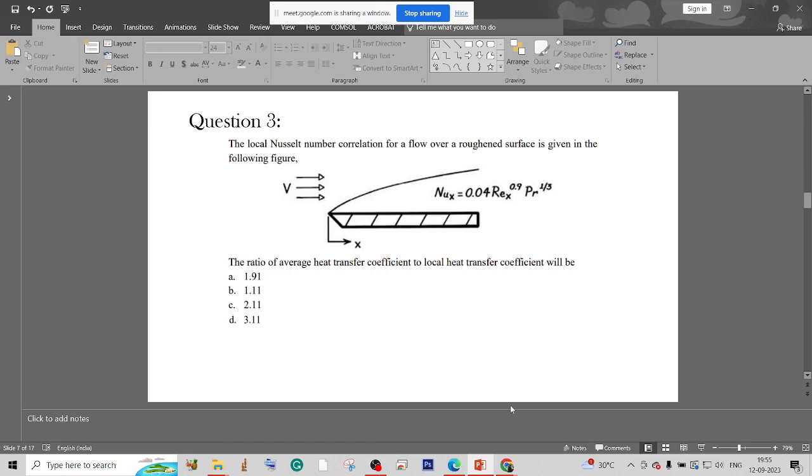For starters, the Nusselt number is equal to hD by k, right? When it is dependent on x, that is the distance from the leading edge, then it is local, and when it is calculated for the whole plate length, then it will be overall. So we need to find the ratio of the average to the local heat transfer coefficient. So we have to find out this h.